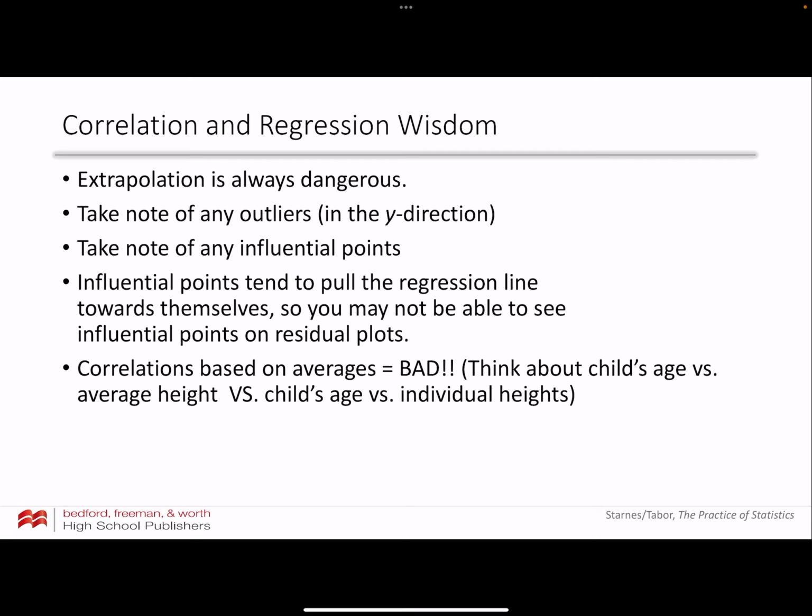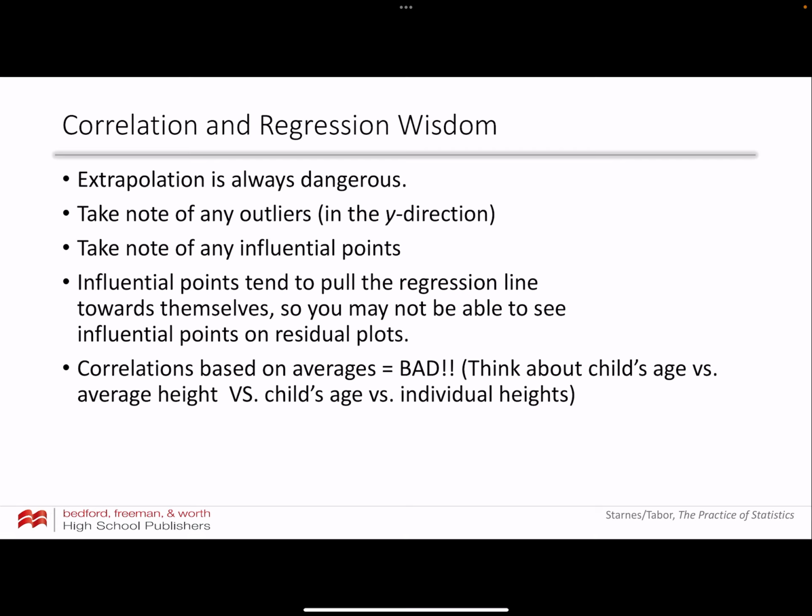We want to be able to make predictions, but remember, when we extrapolate too far out from the domain of the x values that we actually have collected data on, it can be dangerous. We don't know if the pattern's going to continue or if it's going to change, right? So we should make a note of that if we're asked to do that.